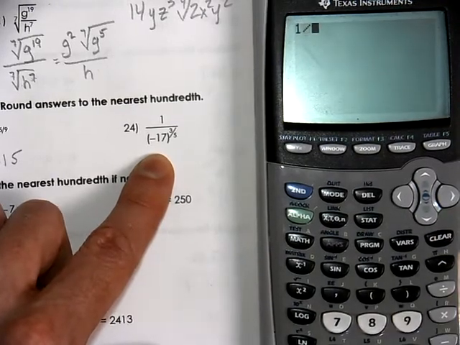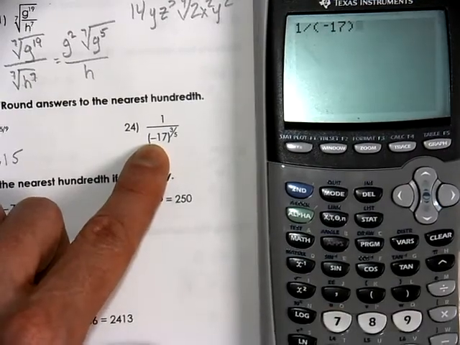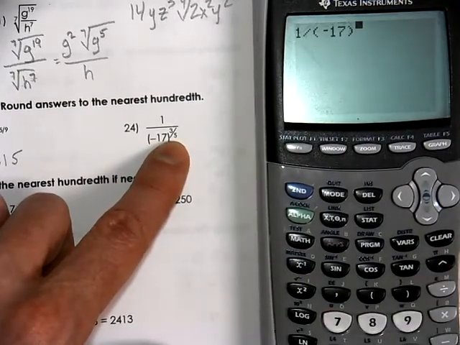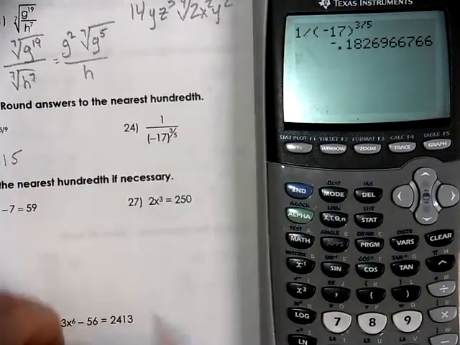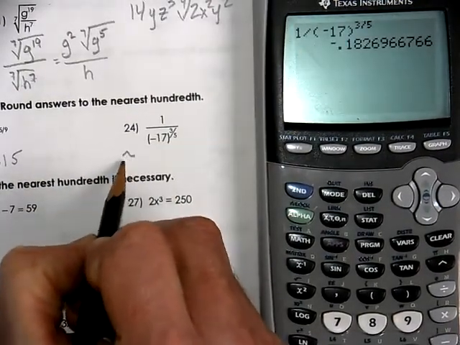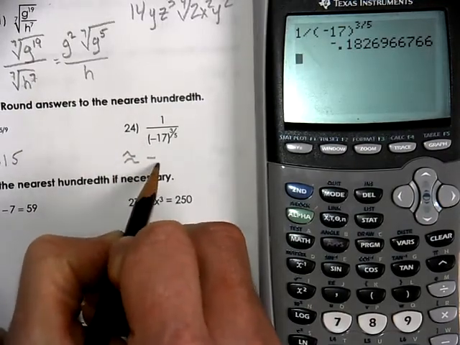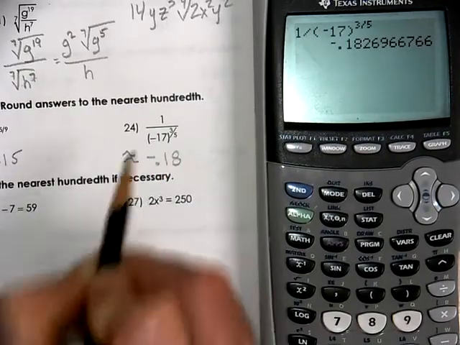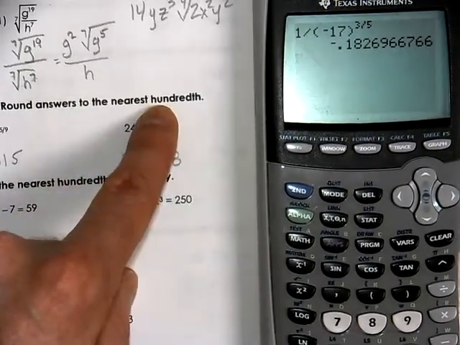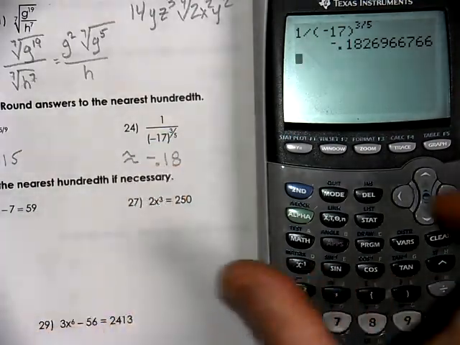So we're going to have 1 divided. We want the negative 17 in parentheses, and we want that to have an exponent of 3 divided by 5. So that's approximately going to equal -0.18, rounding to the nearest hundredth. Tenths, then hundredths.